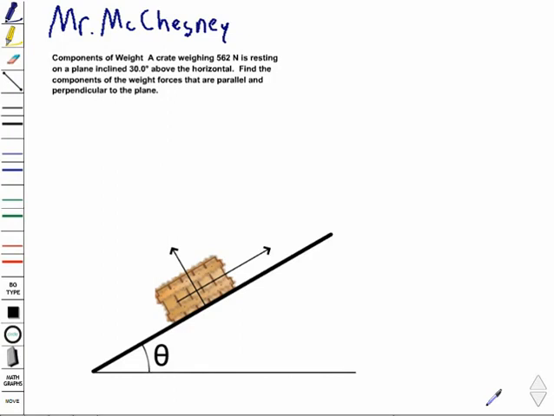The problem is a component of weight. A crate weighing 562 newtons is resting on a plane inclined at 30.0 degrees above the horizontal. Find the components of the weight force that are parallel and perpendicular to the plane.